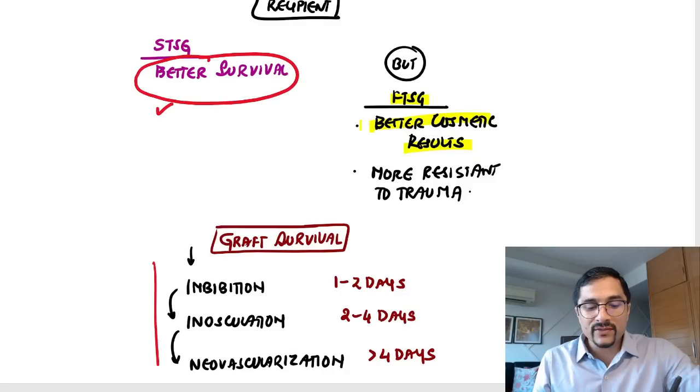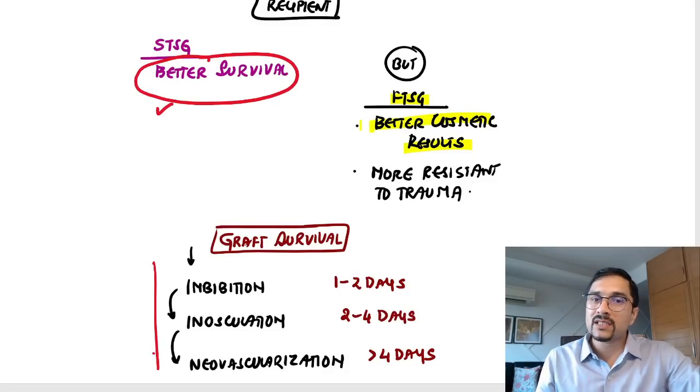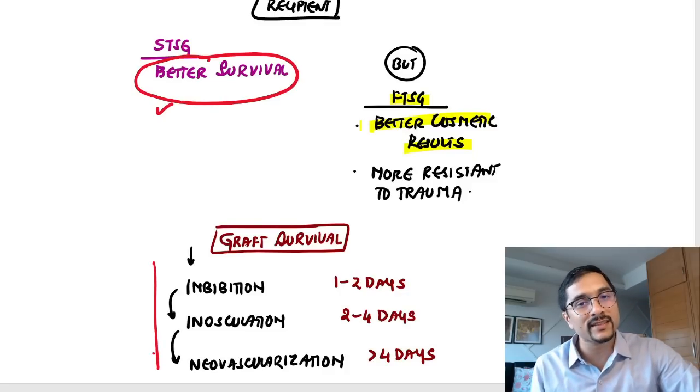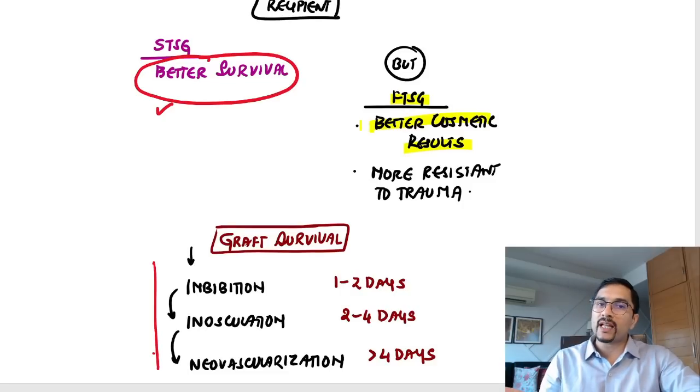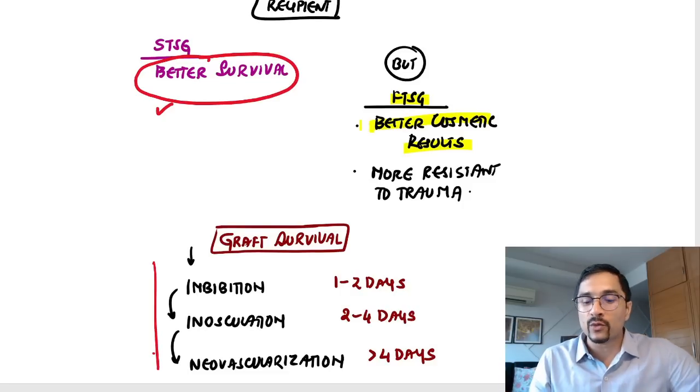Now we know that graft survives by three methods: imbibition, inosculation, and neovascularization. Imbibition is in the first 2 days, then is inosculation in 2 to 4 days, and neovascularization is after 4 days.